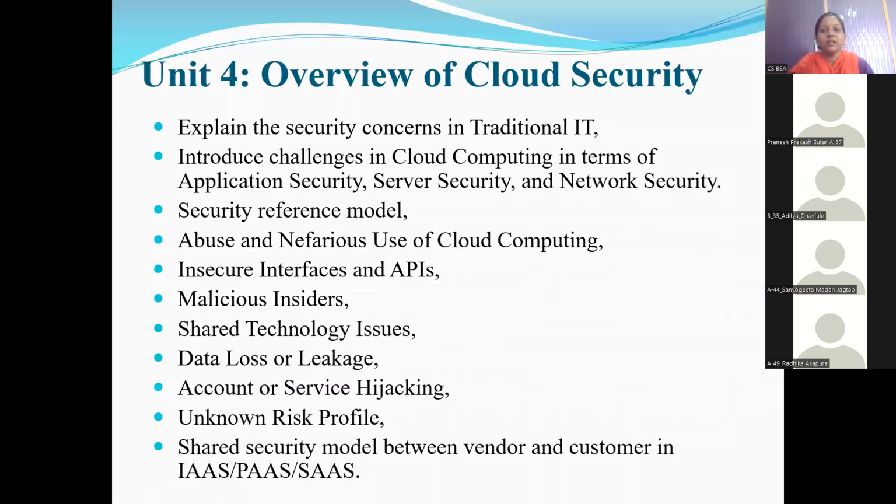Okay, so this particular unit is from the second section. Total in all we are having 6 units. So definitely 3 units will be there for section 1 and remaining 3 will be there for section 2nd. So we are done with first 3 units. So we are done with section 1. Now we are starting with our section number 2 with fourth unit, that is overview of cloud security.